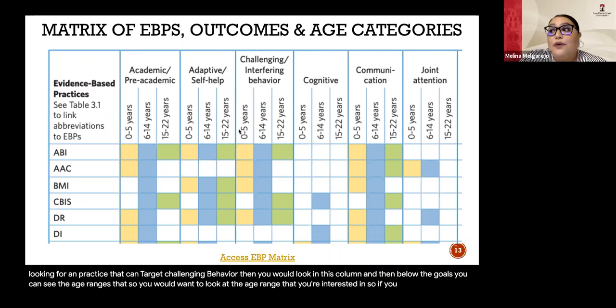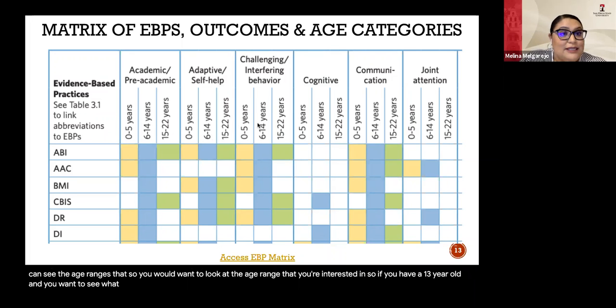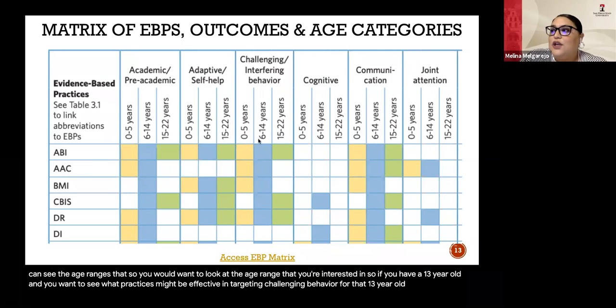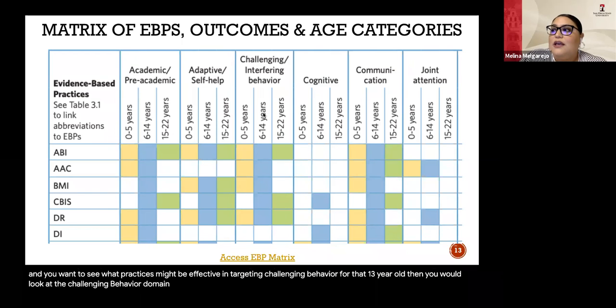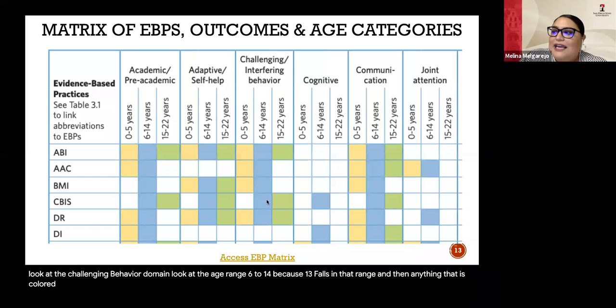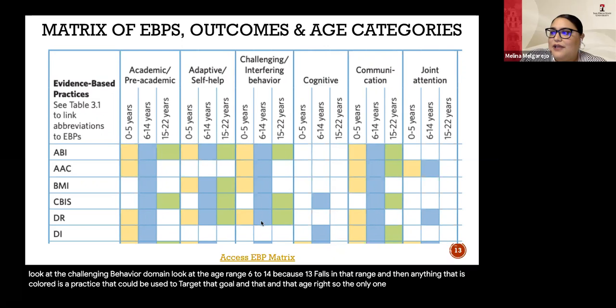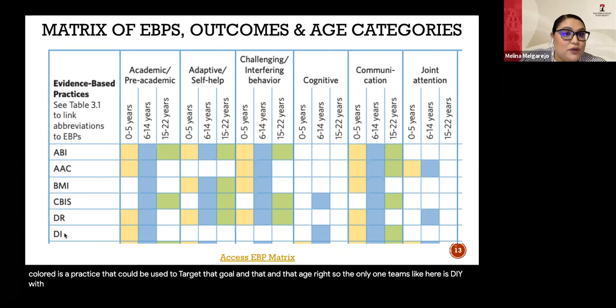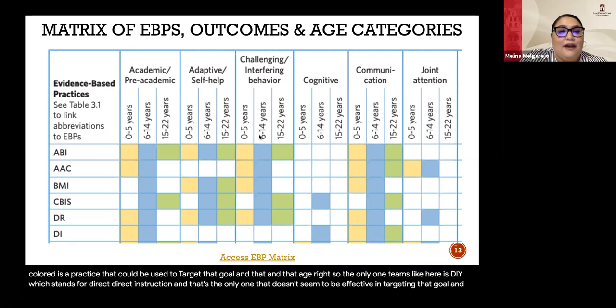So if you have a 13-year-old and you want to see what practices might be effective in targeting challenging behavior for that 13-year-old, then you would look at the challenging behavior domain, look at the age range 6 to 14 because 13 falls in that range. And then anything that is colored is a practice that could be used to target that goal and that age, right? So the only one it seems like here is DI, which stands for direct instruction. That's the only one that doesn't seem to be effective in targeting that goal at that age range.